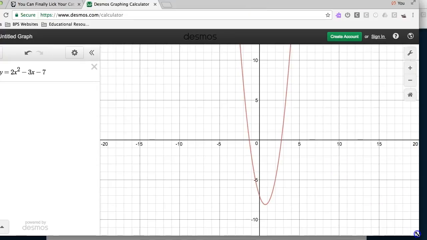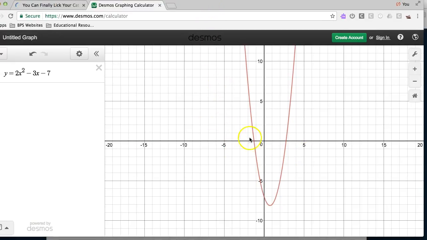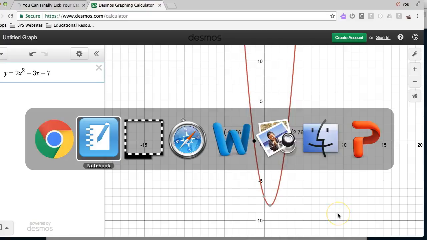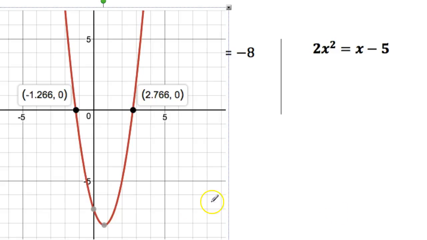Now the solutions, right? This is where it crosses the x-axis. You want to graph these when you can't really factor them. They get some crazy answers. So you can click right on that point, and it gives you the answers. Okay, I'm going to take a picture of this. Bam. Put it back over here.